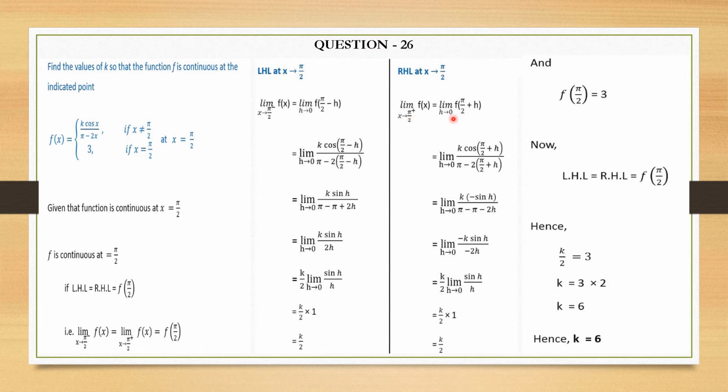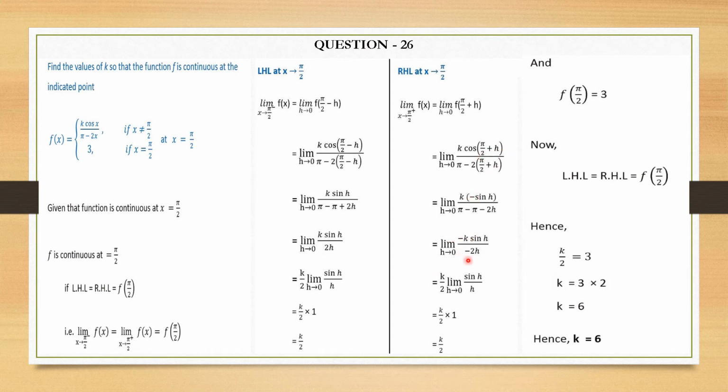For the right hand limit, put x equal to pi by 2 plus h. Again k cos of pi by 2 plus h. The denominator turns out to be the same, but here it will be minus 2h, and the numerator is again, cos of 90 plus theta is minus sine theta.